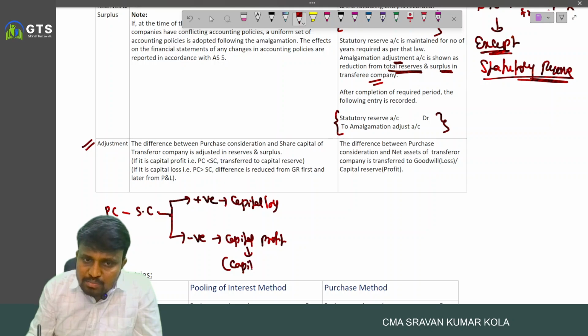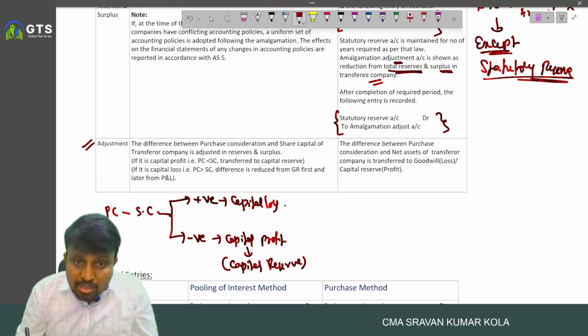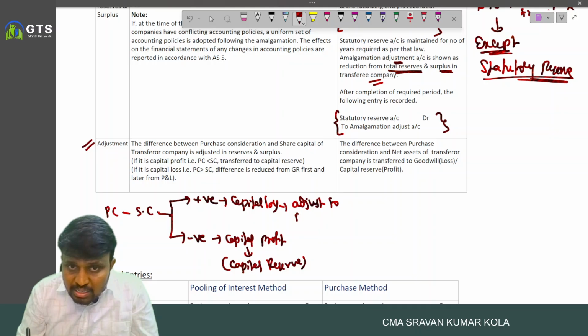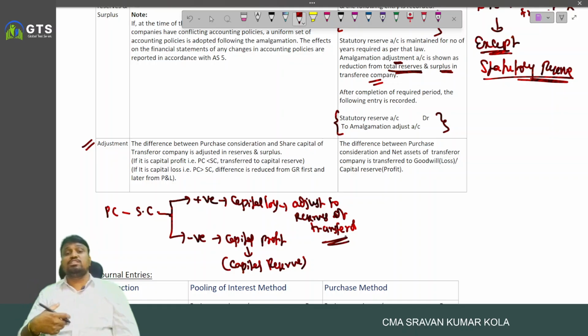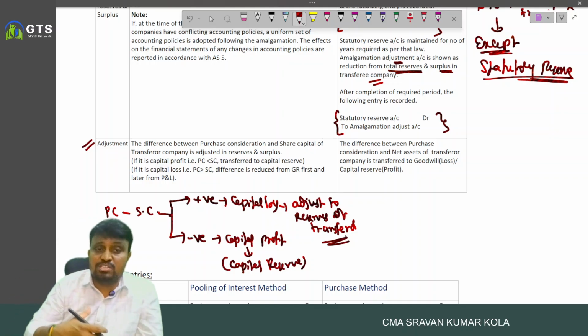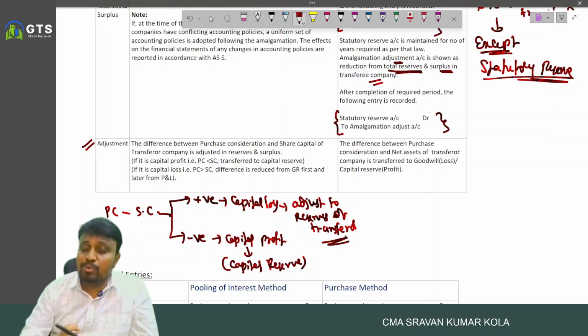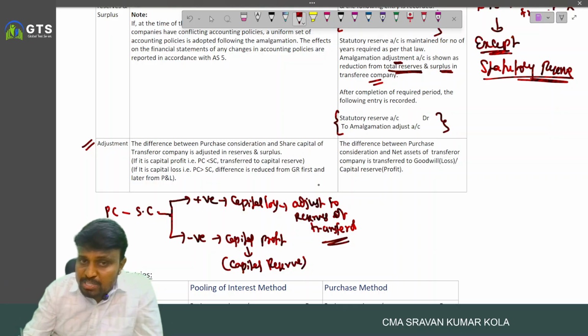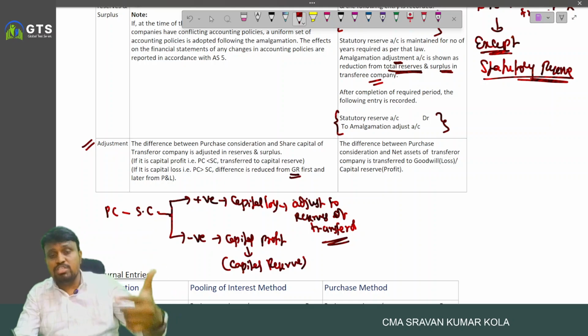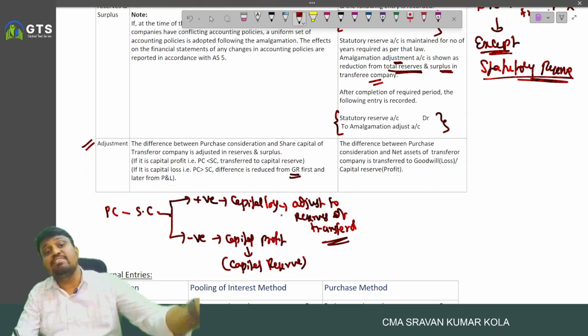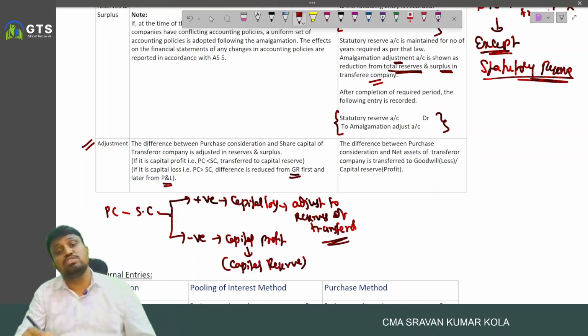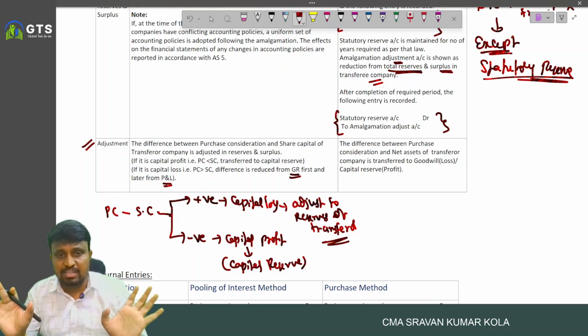Capital profit is transferred to capital reserve. But if it is a capital loss, adjust it to the reserves and surplus of the transferor while incorporating in the books of the transferee. First we adjust it to the general reserve, reducing it from the general reserve of the transferor. And if any balance remains, reduce it from the profit and loss account of the transferor.